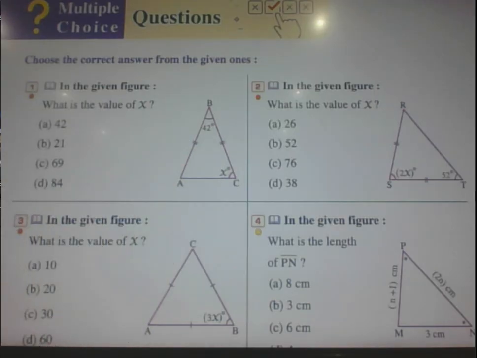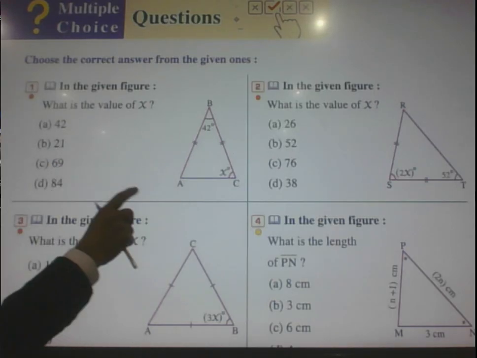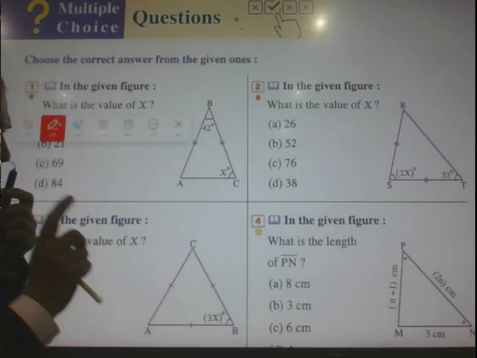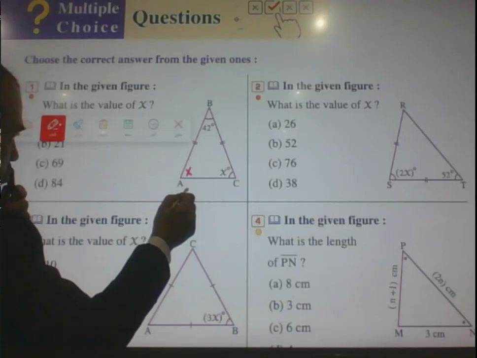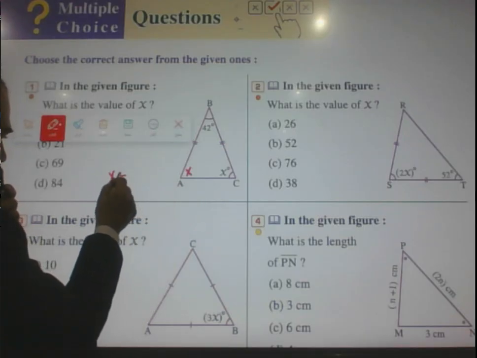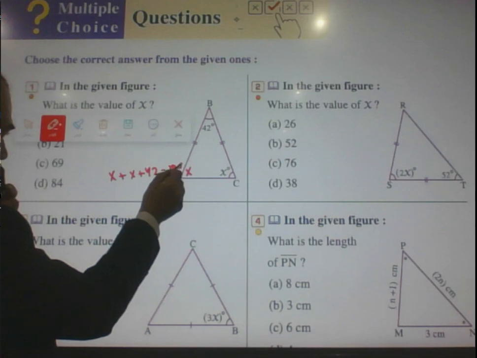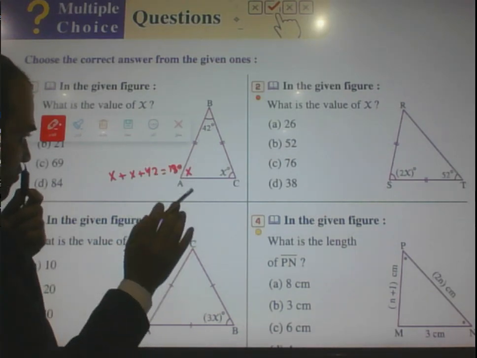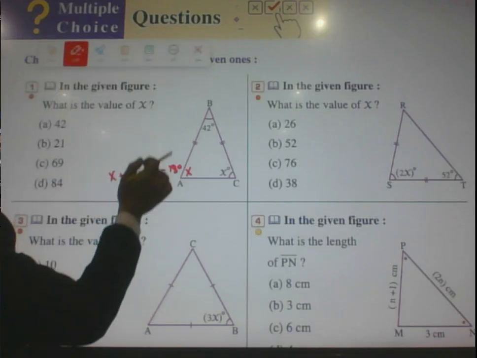We have an isosceles triangle because BC equal to AB, then the measure of two angles in the base are equivalent. We call it congruent. Then the measure of angle A equals the measure of angle C. We have also x. Then x plus x plus 42, the summation of three angles, equals 180 because the sum of interior angles in a triangle equals 180. We can solve this equation to find the value of x.